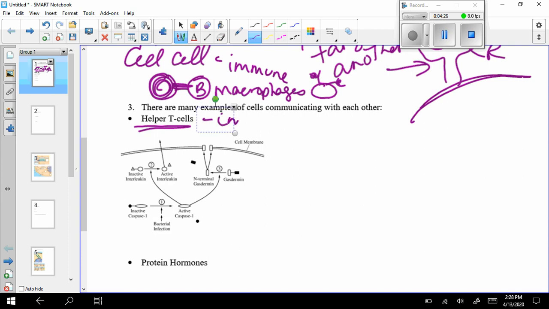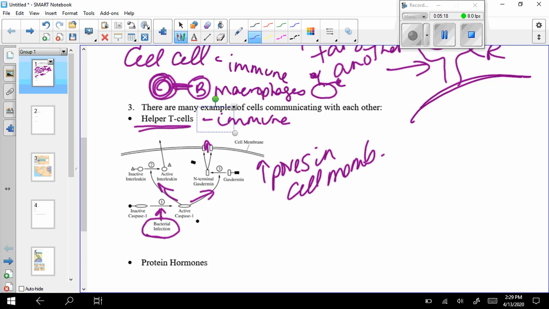So a helper T cell is part of your immune system. We look down here and we find where it all begins. It all begins here with this arrow. A bacterial infection. So bacteria have gotten into your body, and the bacterial infection caused this inactive caspase-1 to become active. So they activate it here. This activation causes two more things. It's very often a chain reaction. This chain reaction is causing this terminal protein to open up these pores. So it's causing something to happen that is going to increase pores in the cell membrane.